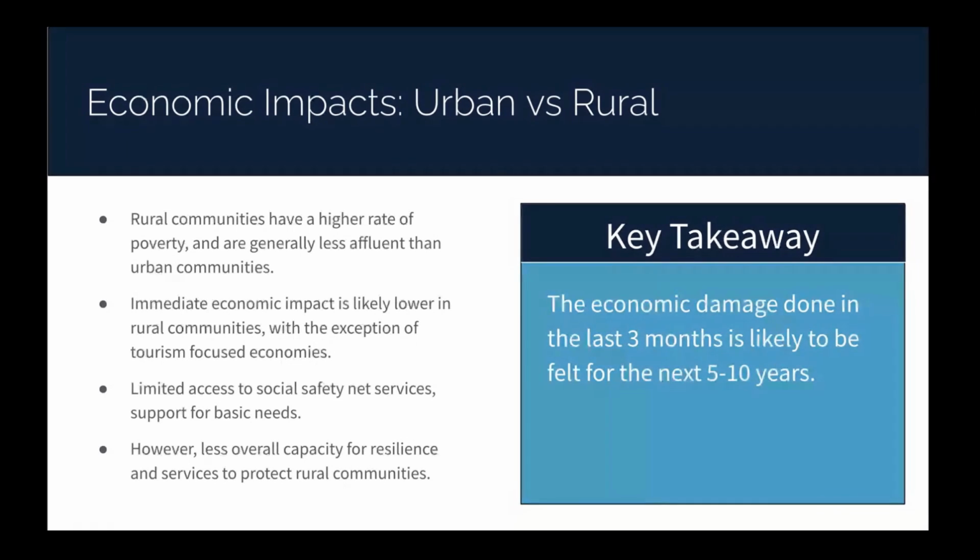So there's potentially this picture that's emerging of longer-term economic effects that are much more significant in rural communities and end up exacerbating these trends that we've seen going on. So increase in poverty rate over the long term, the last 30 years, decrease in wages, increase in average age, that's likely to accelerate and get worse over the next 5 to 10 years based on the impacts that we've seen over the last 3 months.